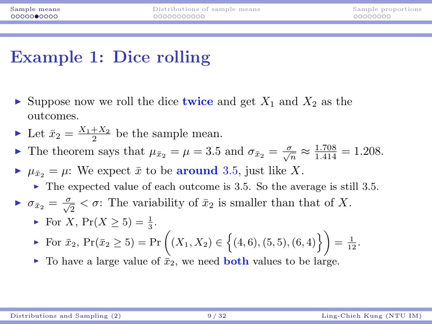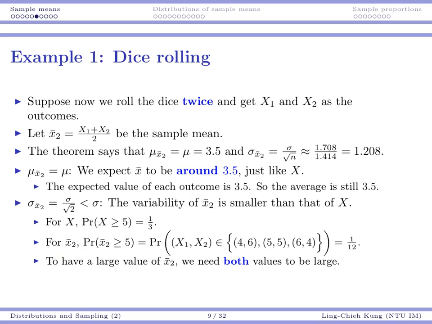Let's consider the probability for X or for X bar 2 to be greater than or equal to 5. For capital X, you have two possibilities. You have 5 or 6 that are considered greater than or equal to 5, right? So 2 out of 6, the probability is 1 over 3.